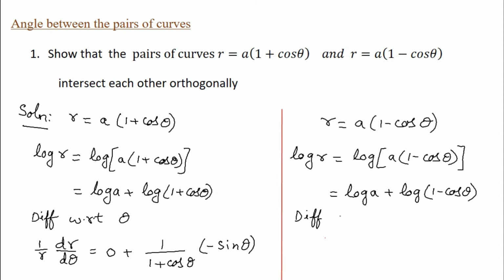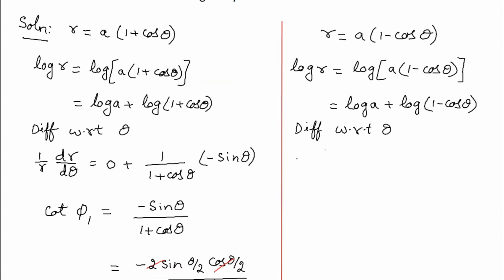So differentiate with respect to theta. Derivative of log of r will be 1 by r into dr by d theta, equals differentiation of log a, a constant, will be 0, plus differentiation of log will be 1 by 1 minus cos of theta into, now differentiation of 1 is 0, minus sign as it is, differentiation of cos theta will be minus of sine theta.